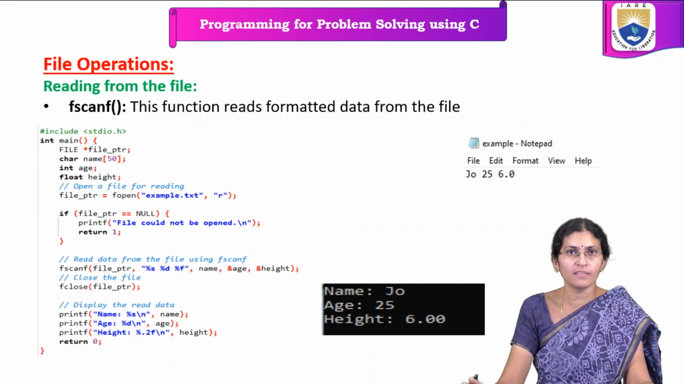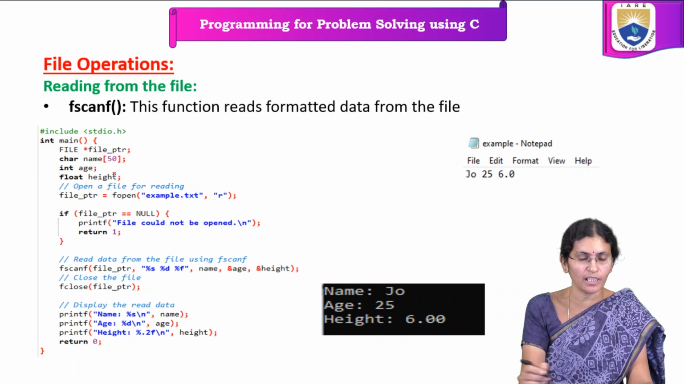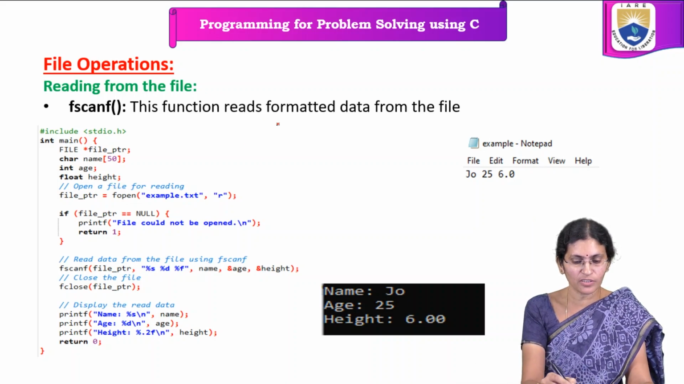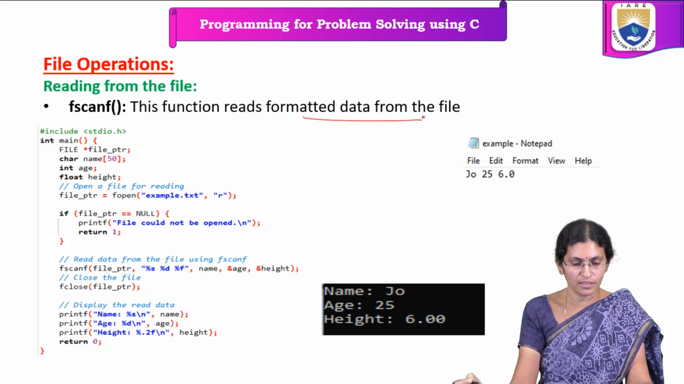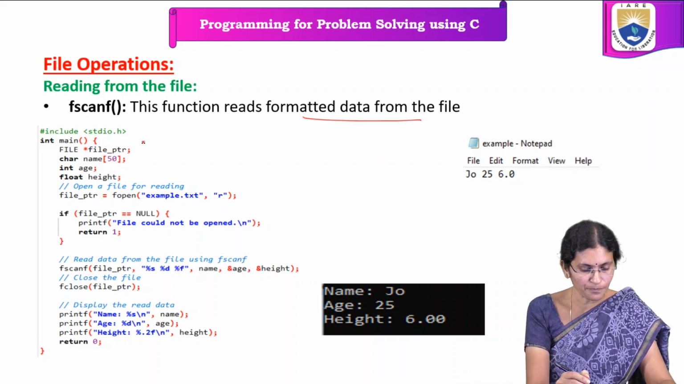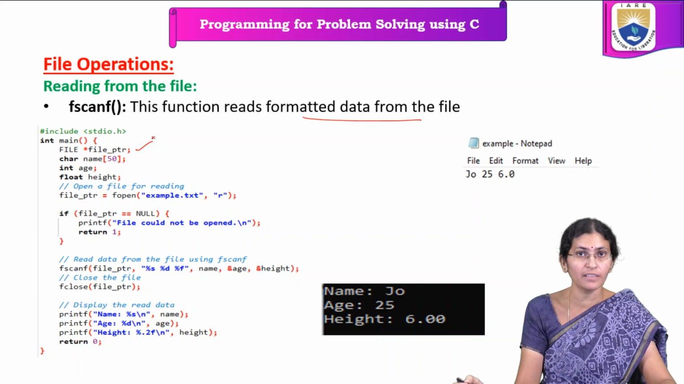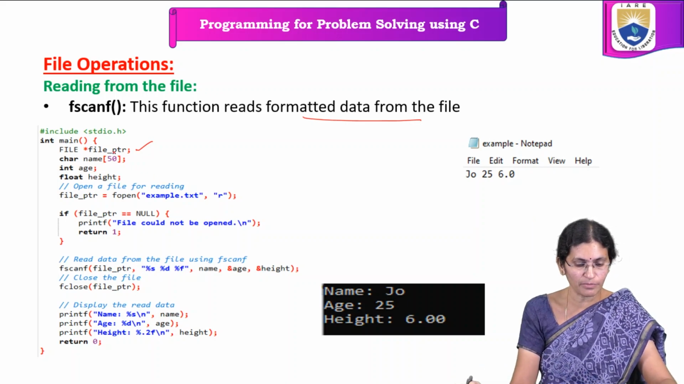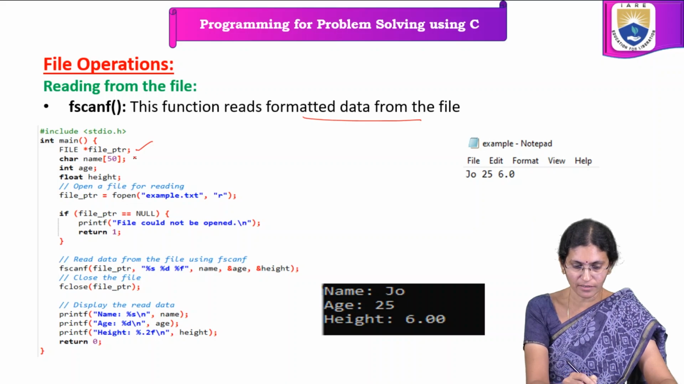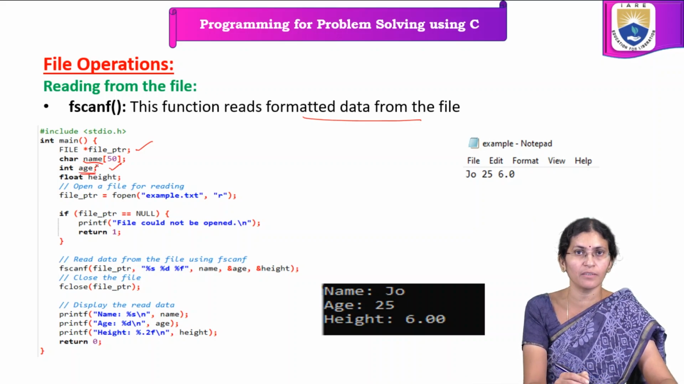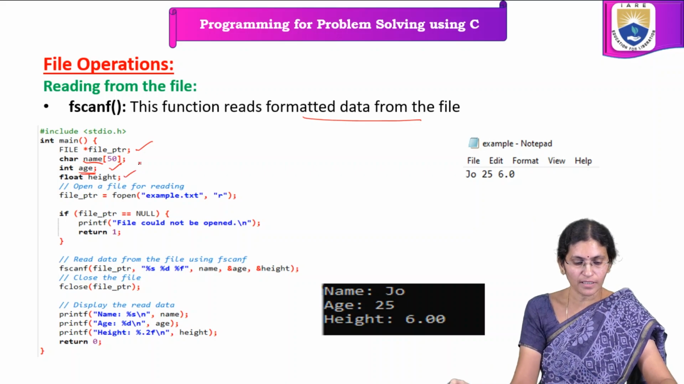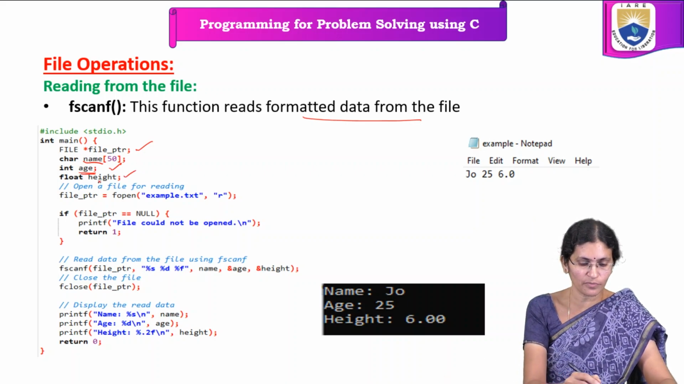Now let us illustrate the use of this function with the help of one program. The fscanf function reads formatted data from the file. So for example, consider this program. Here we have declared a file pointer. The name of the file pointer is file ptr. Then we have declared 3 variables. First one is name, which stores an array of characters, which is nothing but a string. The second one stores the age, that is an integer variable which stores an integer value. Then another variable we have is height, which stores a float value.